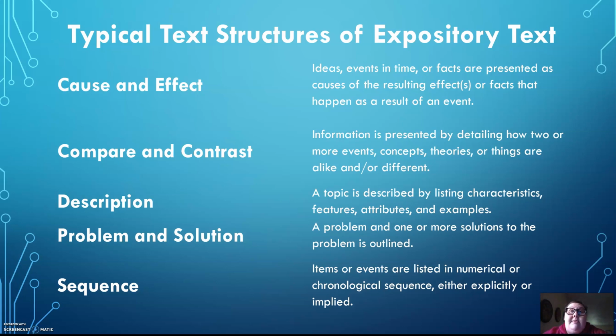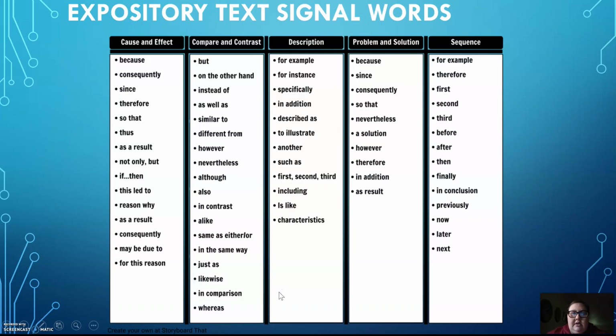And last but not least is sequence. So this might be a text describing how to do something. You're going to hear a lot of words like first, next, then, now, after, before, finally. And sometimes you will come across texts that use none of those indicator words, but you can still kind of catch on just based on the fact that it's steps in a sequence.